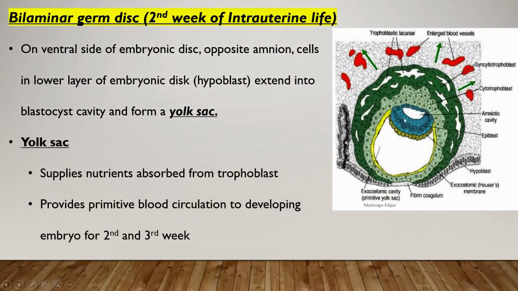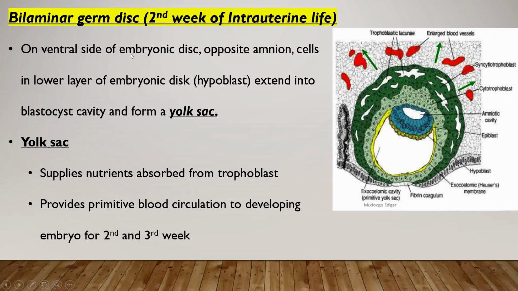Now here, as I told you, in the second week there is formation of the bilaminar germ disc. Bilaminar germ disc means we are talking about the embryonic cell mass, and these outer cells are the trophoblastic cells. So within this embryonic cell mass there is appearance of the amniotic cavity, and the outer layer of the bilaminar germ disc is the epiblast, and the inner layer is the hypoblast.